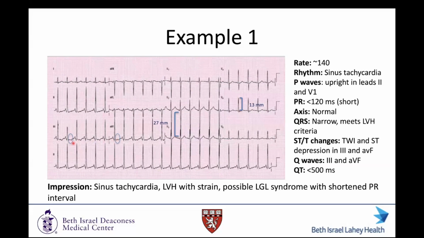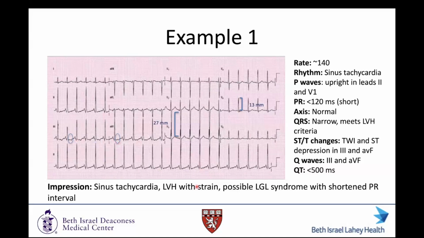So overall, this EKG is showing sinus tachycardia. We have evidence of LVH, some strain because of the ST depression and T wave inversions, and also possible LGL syndrome. This is a hereditary syndrome that we can see with shortened PR intervals. Oftentimes with shortened PR intervals, we think of Wolff-Parkinson-White, but here we don't have our classic delta wave. So this is just a little fun tidbit as an aside, but not the main purpose of this EKG.